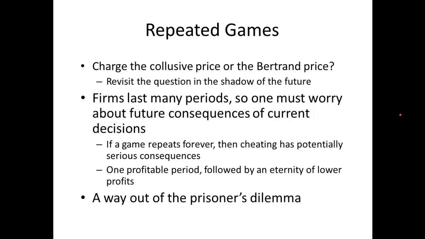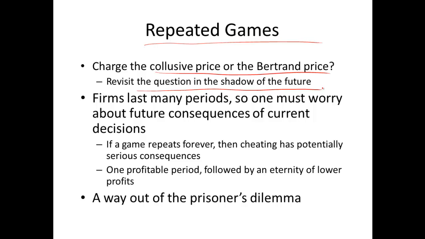All right, another way to think about how firms might end up in the high-profit box is to think about what we call repeated games. Up to now, we've been looking at these sets of payoffs as though it occurred once and then it was over. But of course, in reality, you could think about those as the profits this year, and then there's next year and a subsequent year, until the sun supernovas, which is pretty far off in the future. So we can revisit the question of should I charge the collusive price or the Bertrand price, and think about it in the shadow of the future. What do I mean by that? Well, firms last many periods, so you have to worry about future consequences of current decisions.